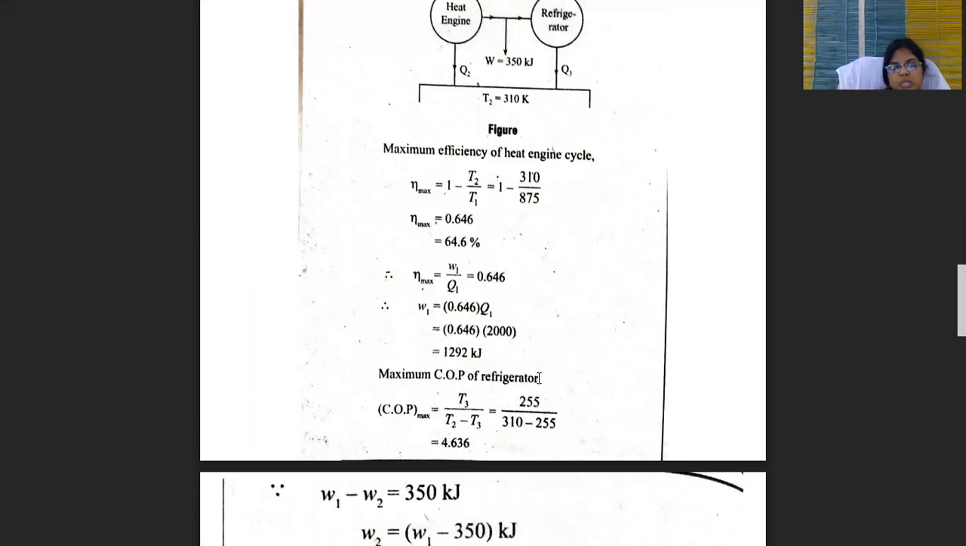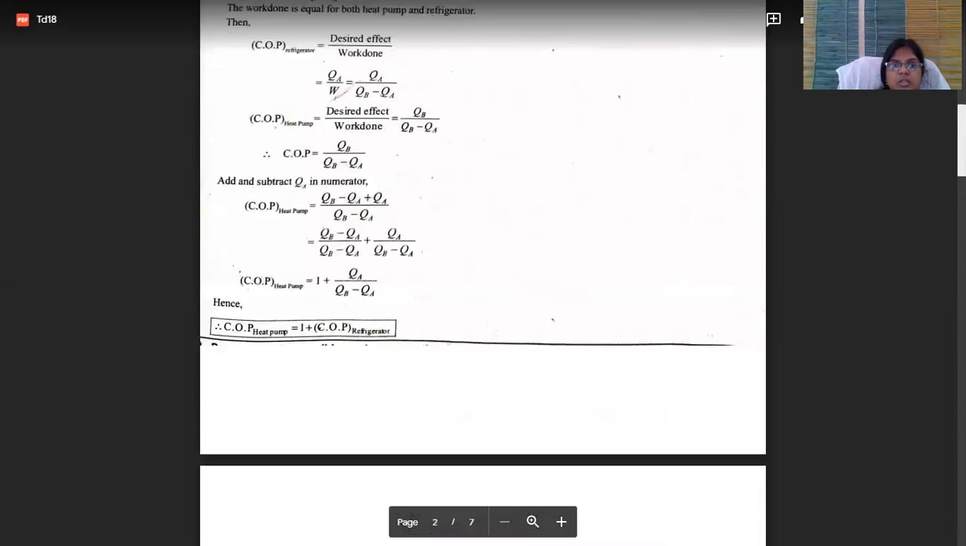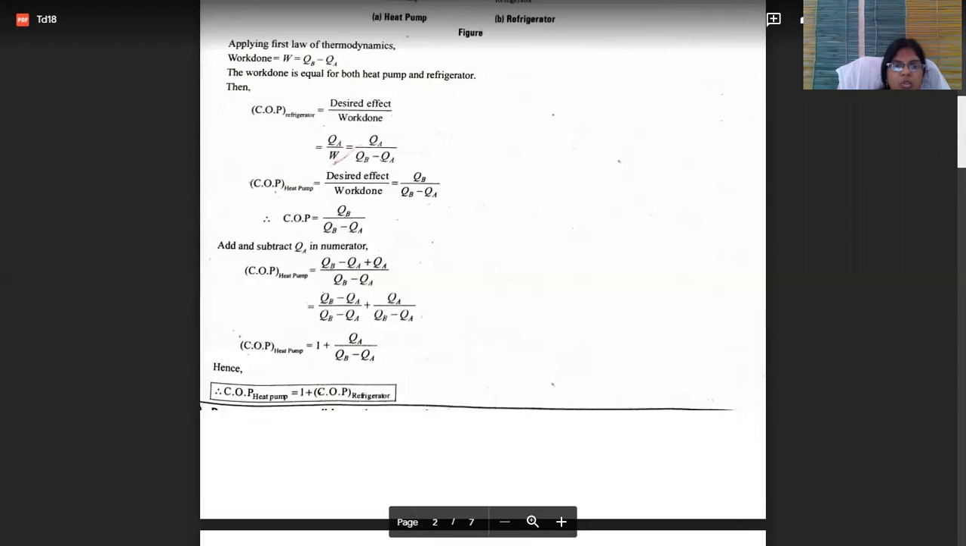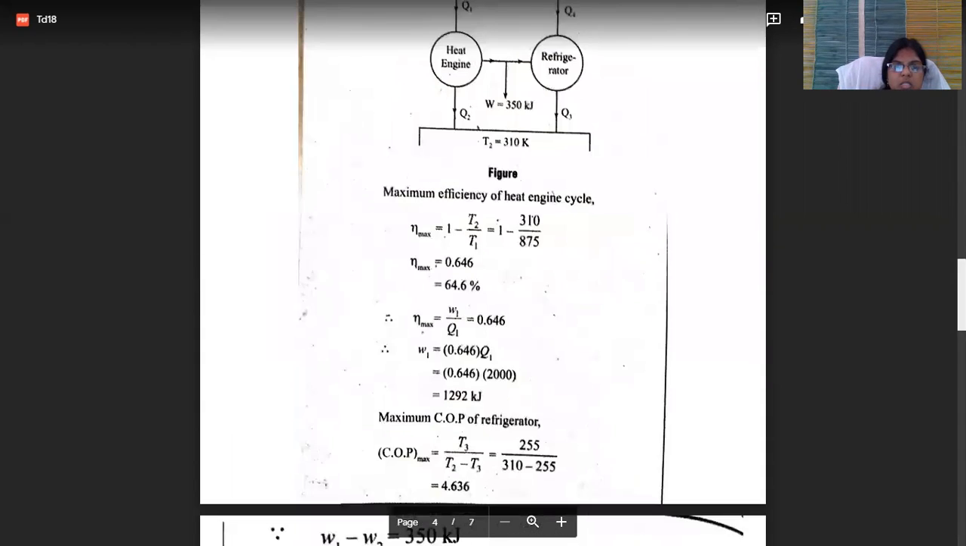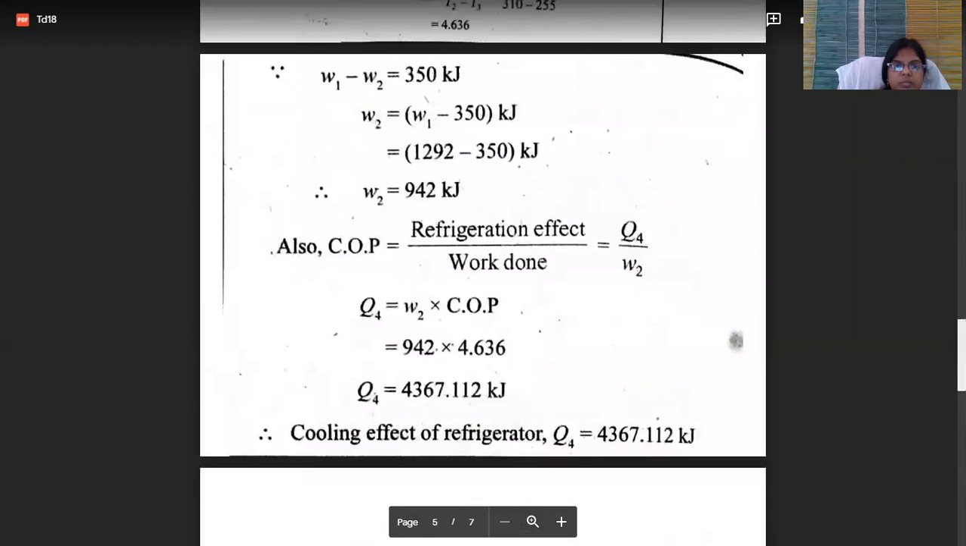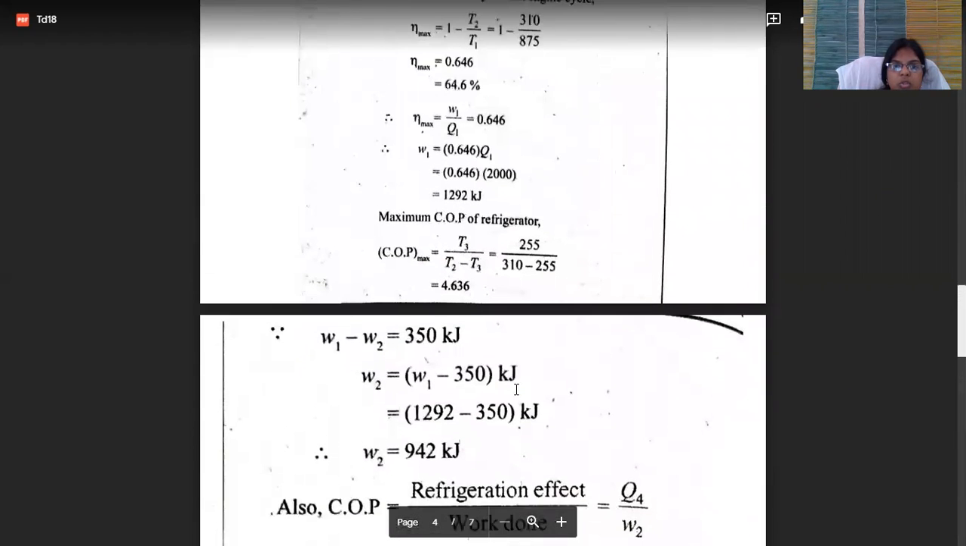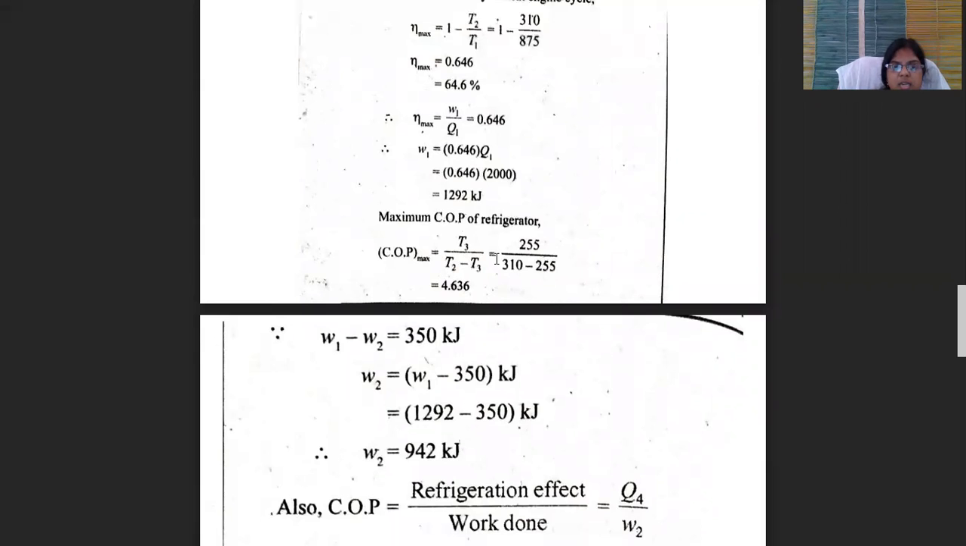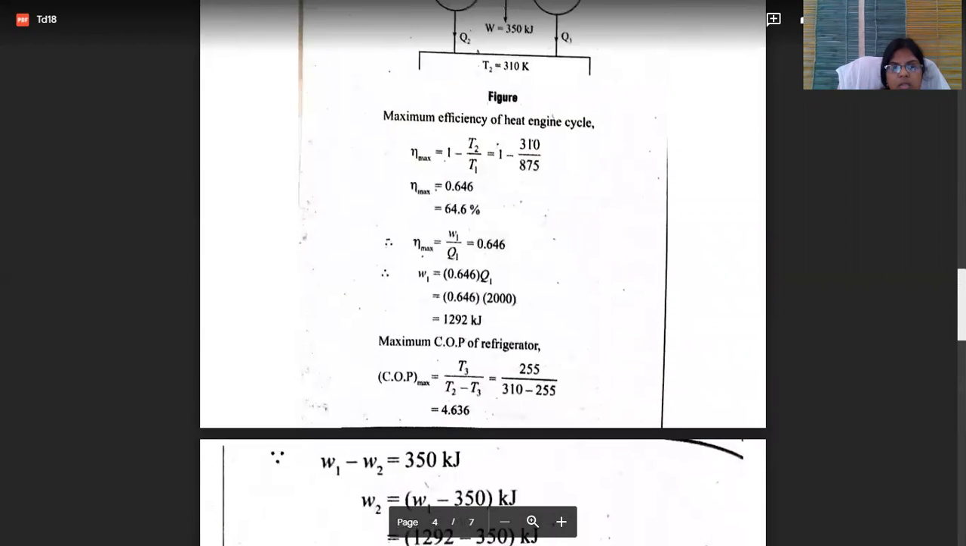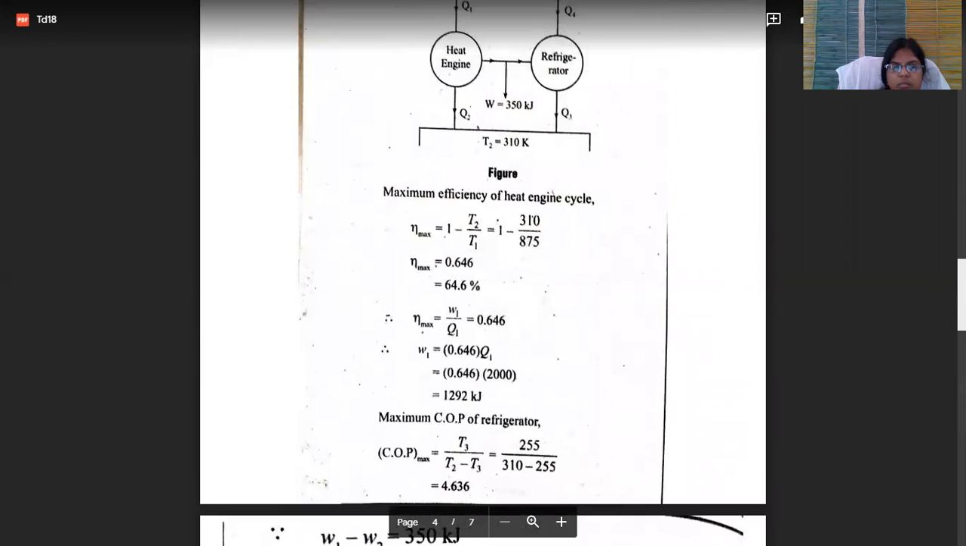Maximum coefficient of performance for the refrigerator is the desired effect by work done. What is the desired effect for the refrigerator? Maximum coefficient of performance of a refrigerator is desired effect by work done. That is Q3 by work done, and work done is nothing but Q2 minus Q3. In terms of temperature, we replace the Q's with the temperatures.